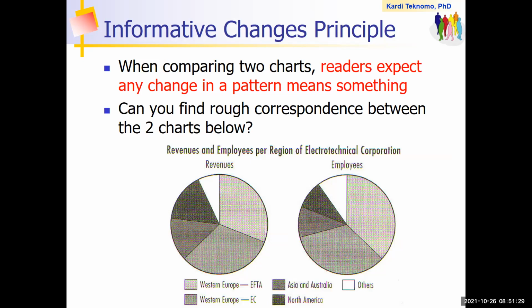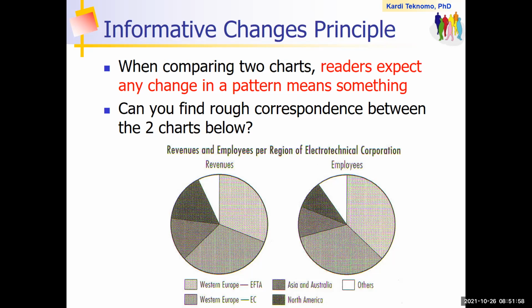Now, this is the principle when you want to put 2 charts. This is called the informative change principle. When comparing 2 charts, the readers expect any change in the pattern means something. So this is an example. Can you find the rough correspondence between the 2 charts below?